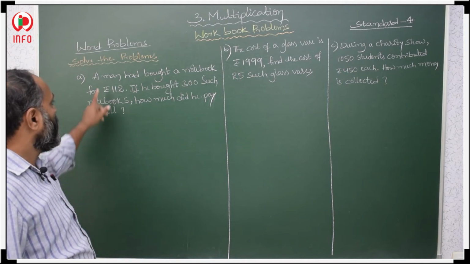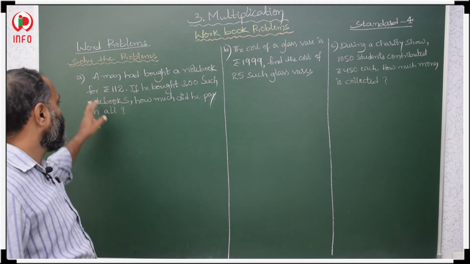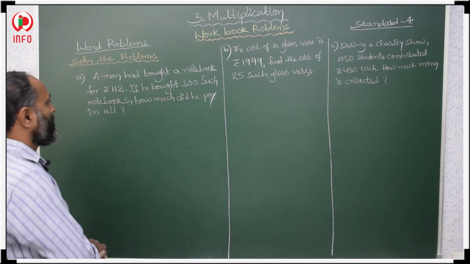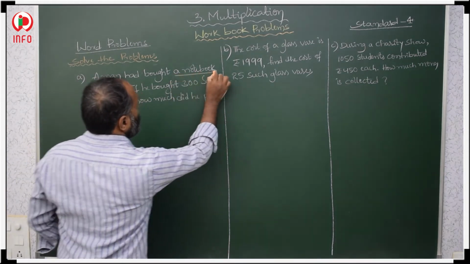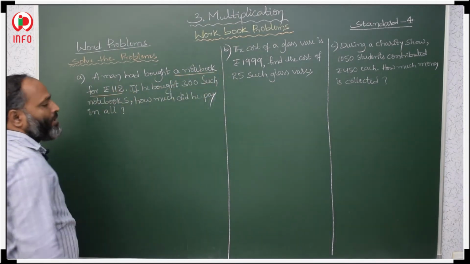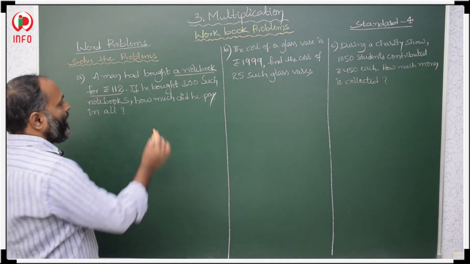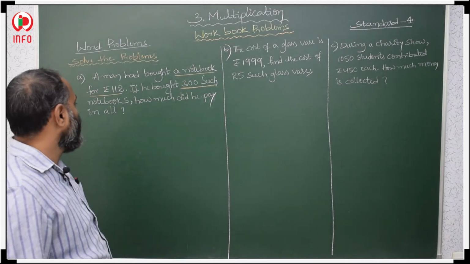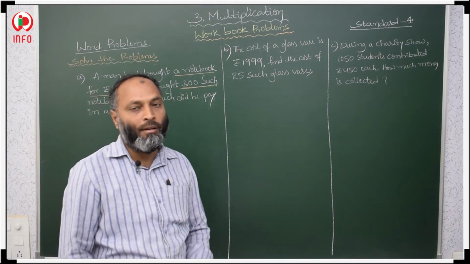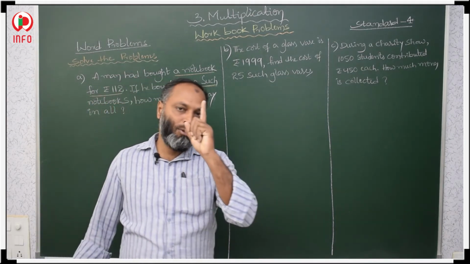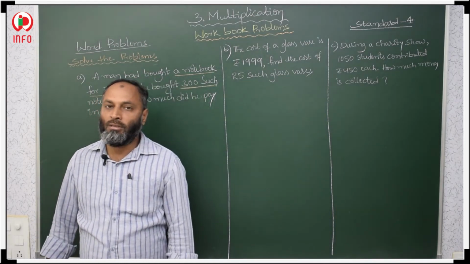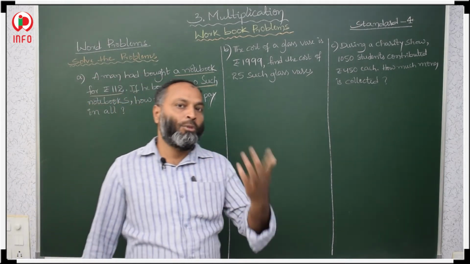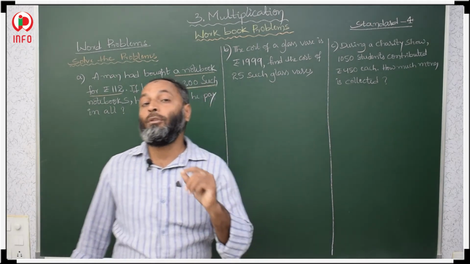First word problem: a man bought a notebook for 112 rupees. He bought 300 such notebooks. So a notebook costs how much? 112. Then how many did he buy? 300. 300 such notebooks. How much did he pay in all? One book price is given, that is 112 rupees, and he is asking the cost of 300 books. If one is given and he is asking for more, then what do we have to do? We have to multiply.